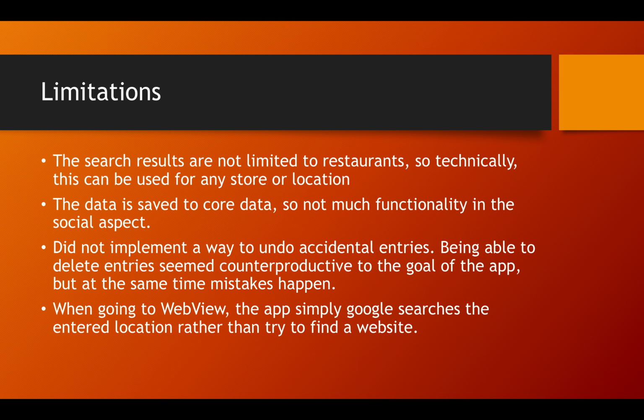Limitations for my app. The search results aren't limited to restaurants yet, so it could be used technically for any sort of store or location. Obviously, if you just choose a random location, it won't save any restaurant details such as the address or the name or such. The data is saved to core data, so it would be harder to do some sort of social media aspect, such as sharing and such.